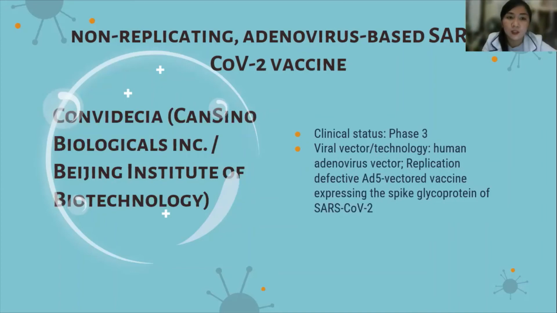Next, we have the Convidecia from CanSino Biologics Incorporated and Beijing Institute of Biotechnology, which is in phase 3 clinical trial. The viral vector or technology used is a human adenovirus vector, replication-defective Ad5 vectored vaccine expressing the spike glycoprotein of the SARS-CoV-2. The phase 3 trial is being performed globally with 40,000 participants, and it is expected to be completed by January 2022.